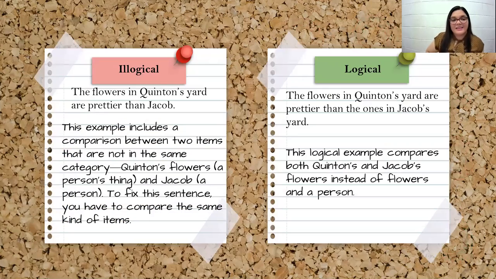Here you see an example. The flowers in Kitten's yard are prettier than Jacob. There, you're comparing a place and a person, apparently. But here, to fix the sentence, we provide a logical construction. The flowers in Kitten's yard are prettier than the ones in Jacob's yard. This logical example compares both Kitten's and Jacob's flowers instead of the flowers and the person.